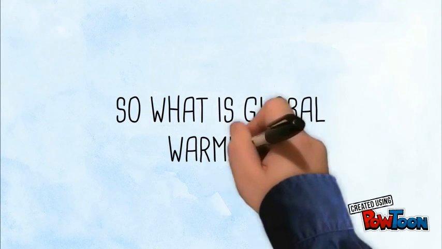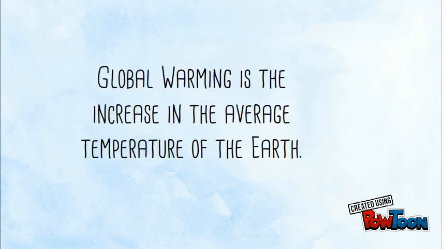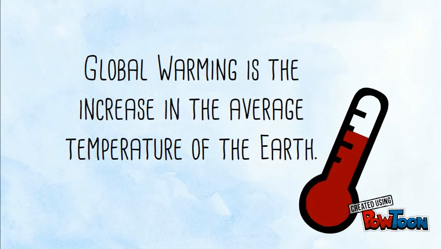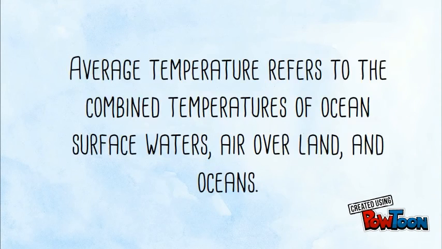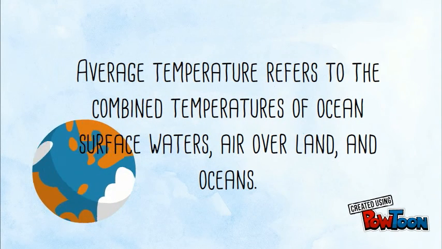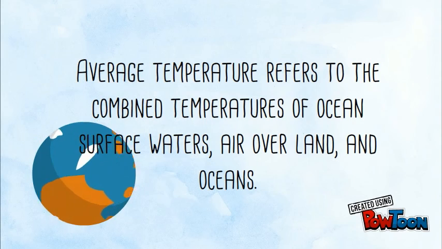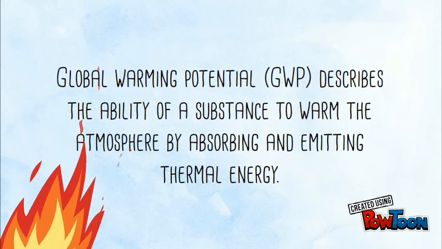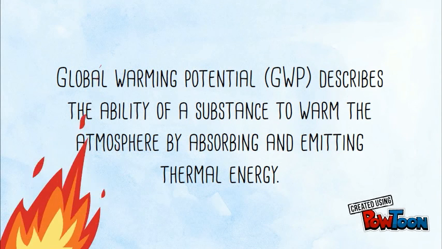So what is global warming? Global warming is the increase in the average temperature of the Earth. Average temperature refers to the combined temperatures of ocean surface waters, air over land, and oceans. Global warming potential describes the ability of a substance to warm the atmosphere by absorbing and emitting thermal energy.